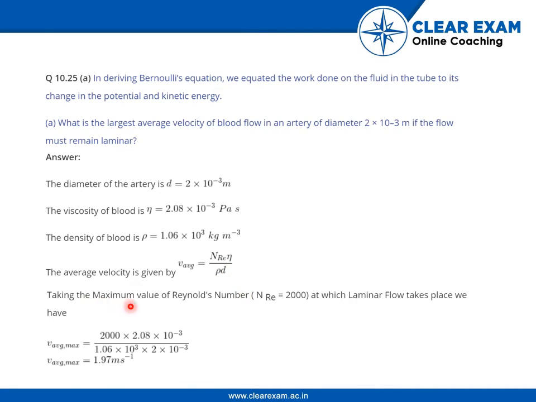So taking the maximum value of Reynolds number, which is 2000, at which laminar flow takes place, we have V average max to be equal to 1.97 meter per second.